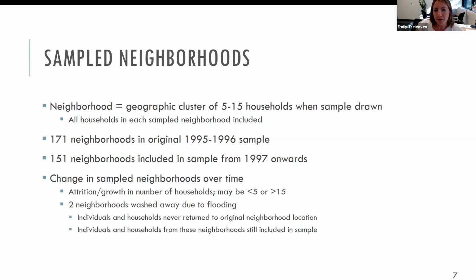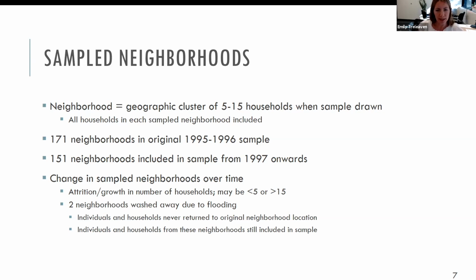In 1997, due to budget constraints, 20 neighborhoods were dropped. All of these were neighborhoods that were intentionally oversampled in the middle strata, the rural, now peri-urban area. And individuals and households in those neighborhoods are no longer followed in the study.